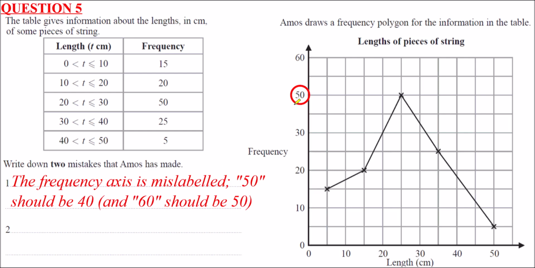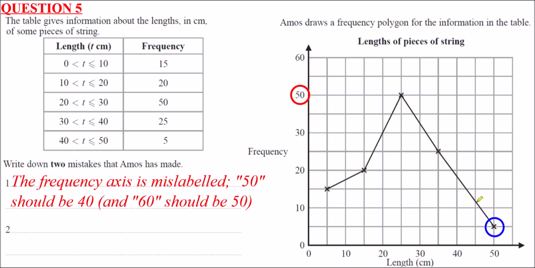The next thing we need to know about frequency polygons is they should be plotted from the midpoints. So halfway in between 0 and 10 is 5. That's correct there. Halfway between 10 and 20 is 15. That's right. Halfway between 20 and 30 should be 25. That one's okay too. As is that one. But this one here isn't right. That should be plotted at 45, but it's been plotted at the endpoint 50. So that's the second error here.